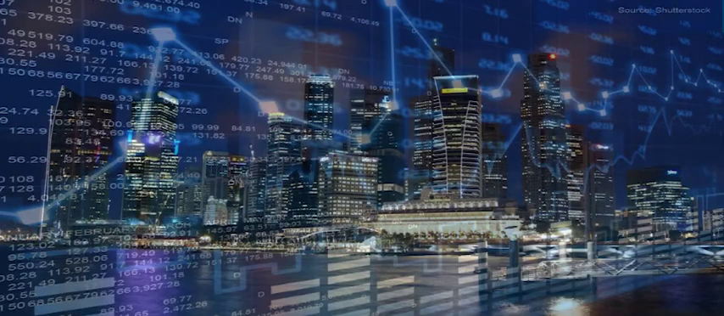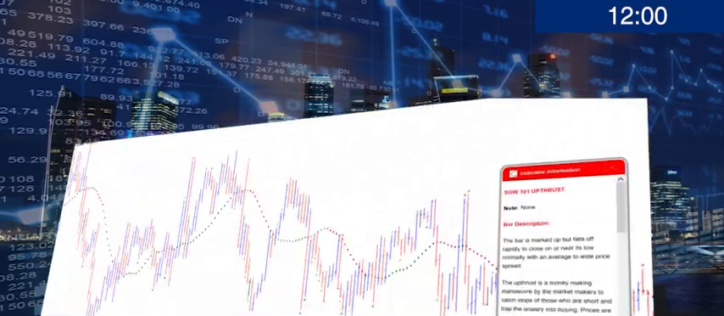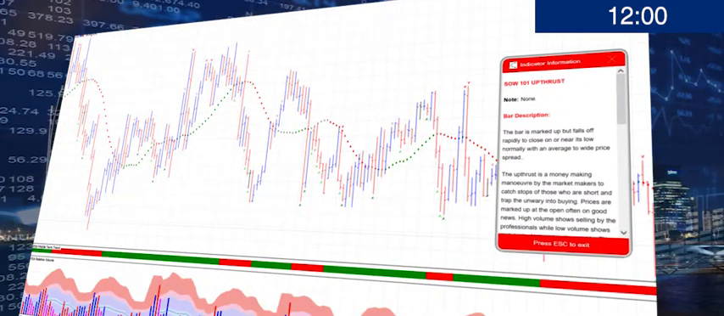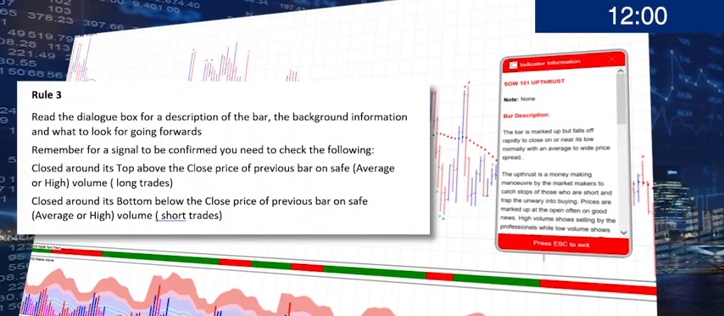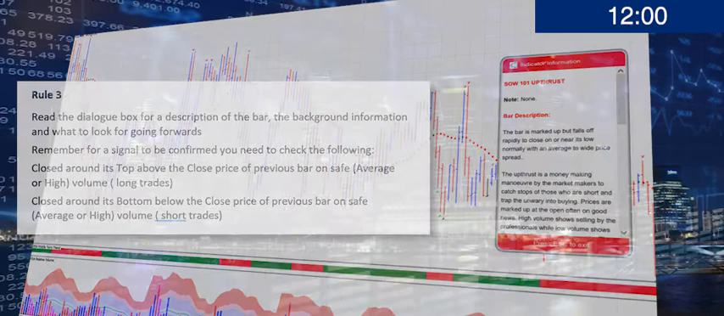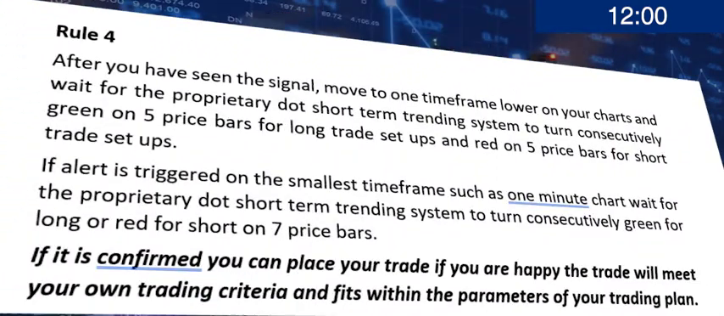The time is now midday. A confirmation signal, the upthrust, has appeared on the 5-minute chart. Rule 3 in the strategy document says that you need to read the dialog box which explains what you need to look for. The next rule in the strategy states that we need to check a lower time frame and wait for a change of behaviour.